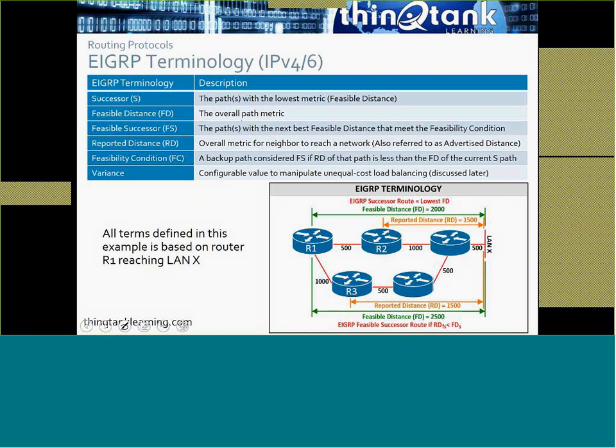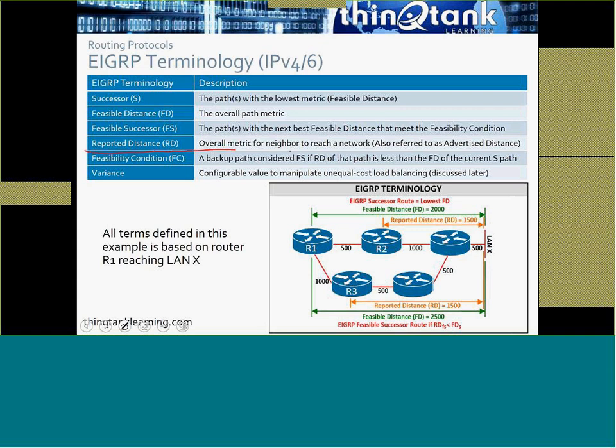However, if you look at the definition here, it says the path with the next best feasible distance that meets the feasibility condition. So we're defining feasible successor by referencing another definition, which is the feasibility condition. Let's talk about feasibility condition. Very, very important concept in EIGRP.